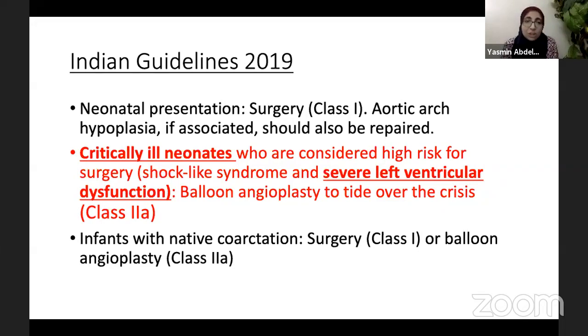Yet, in the case of critically ill neonates who have a high risk for surgery, presenting with severely impaired left ventricle systolic function, balloon angioplasty is a class 2A indication, usually preferred to tide over this crisis and help the patient to be fully compensated before entering into his surgical repair.